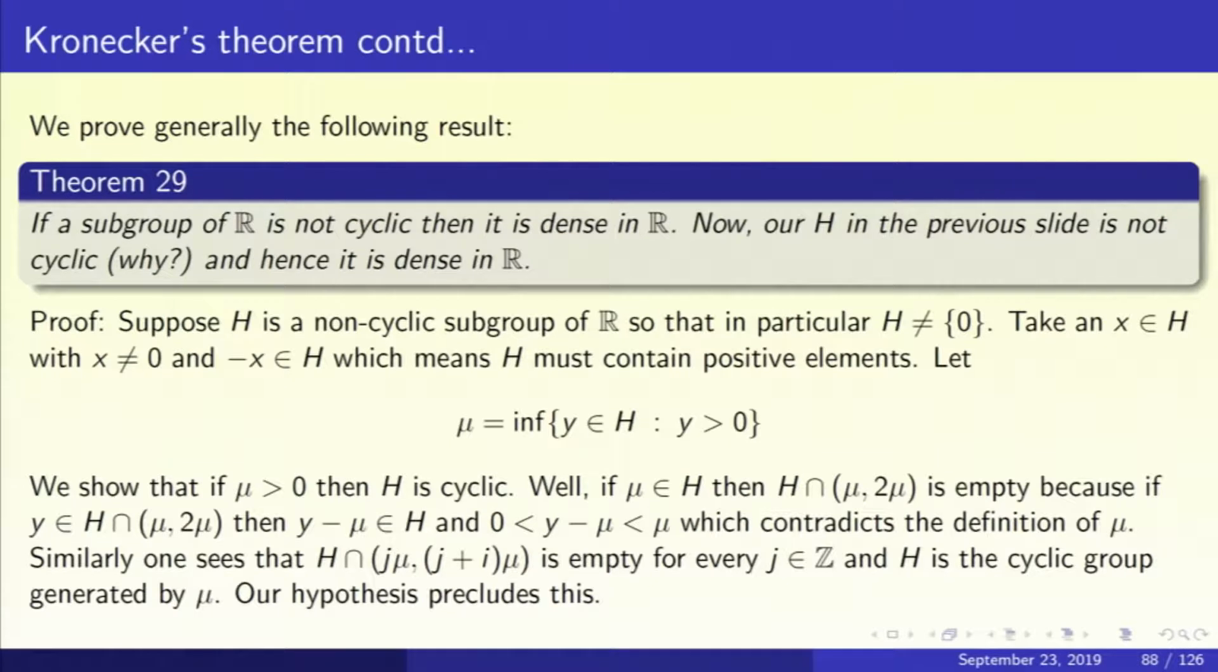Now let us show that if mu is positive, then H is cyclic and that would be a contradiction. So compulsorily mu must be 0. To show that if mu is bigger than 0, then H is cyclic, if mu is already in H, then what happens? H intersect the open interval mu to 2 mu is empty. Because if it contains an element, say y, so suppose y is in H intersect mu comma 2 mu, then y minus mu will be in H because it's a subgroup.